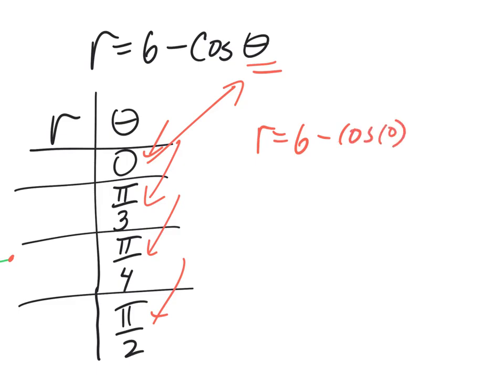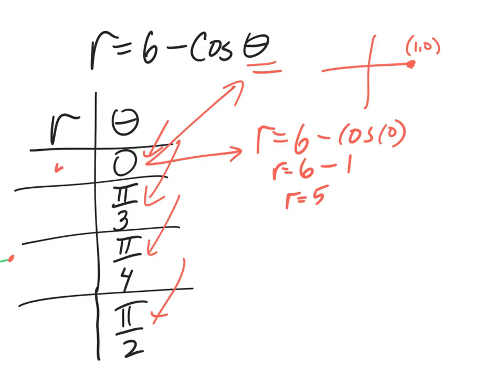For each one of these, you're going to solve a little equation like I just wrote. I substitute in 0 for theta, and now this is 6 minus cosine of 0. What's cosine of 0? You better know how to do your quadrantals. This is where 0 degrees is, the spot 1, 0, and cosine is the x, so it's 1. So it's 6 minus 1. So r equals 5.